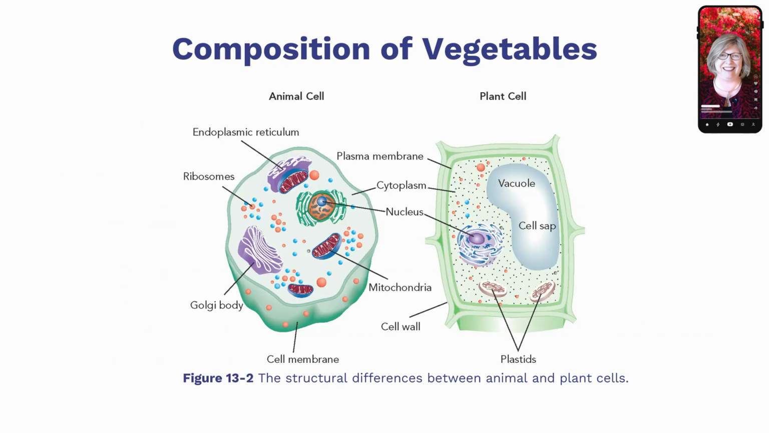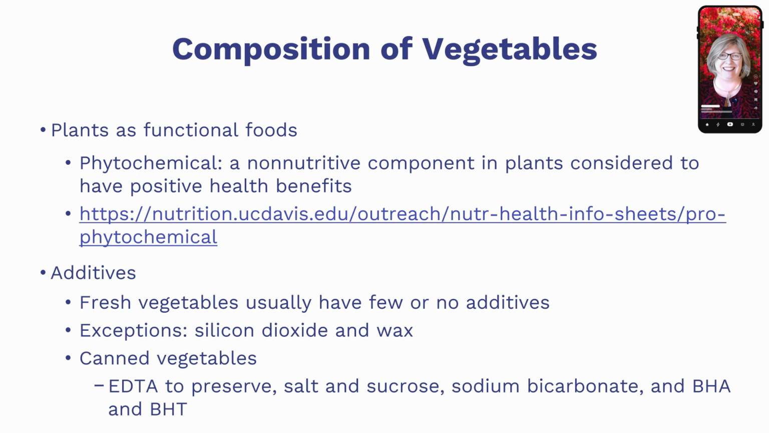When we consider the composition of vegetables, you see on the right the plant cell. You have the plasma membrane, the cytoplasm, the nucleus, the cell wall, which is different than an animal cell, which has a cell membrane. Plants as functional foods are valued for their phytochemicals or phytonutrients, and that would be the non-nutritive component in plants that are considered to have positive health benefits.